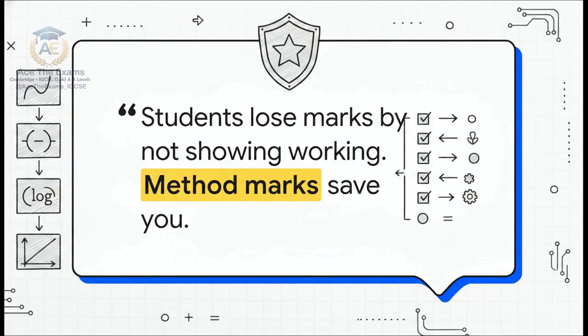Let's say you have a 5-mark question about transforming y equals k x to the power of n. 4 of those marks might be entirely for the process. Taking logs of both sides, that's a method mark. Equating the gradient to the power, method mark. Setting the y-intercept to log k, method mark.